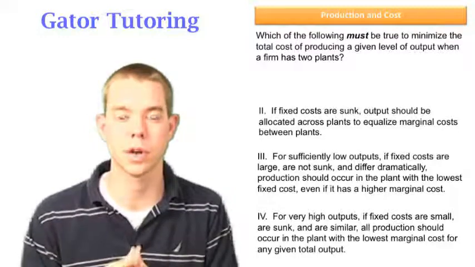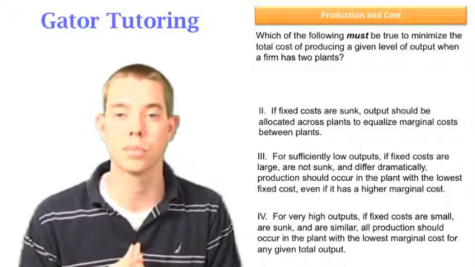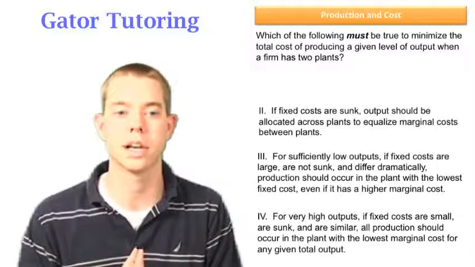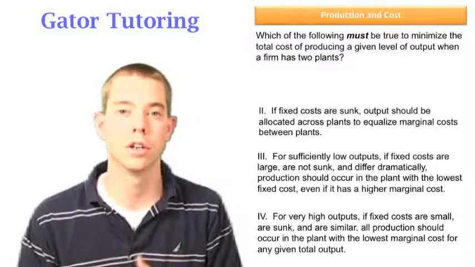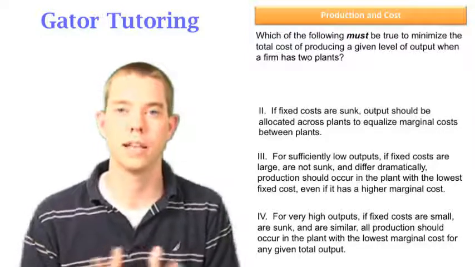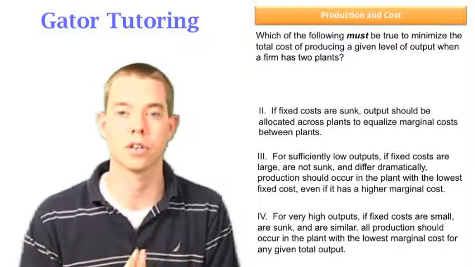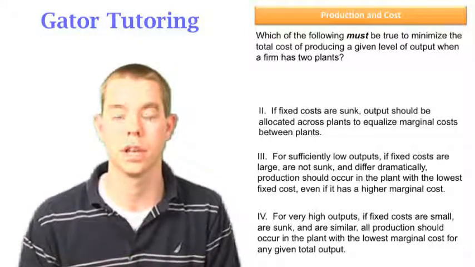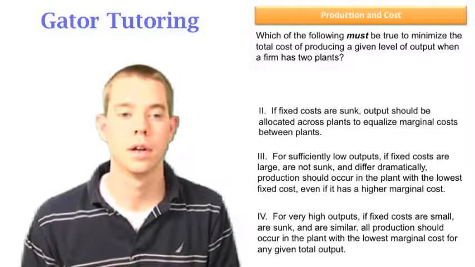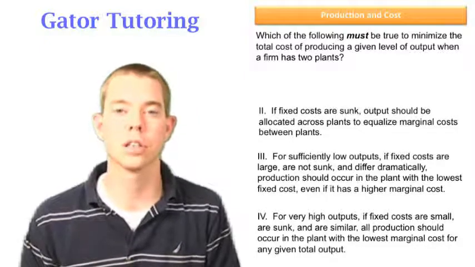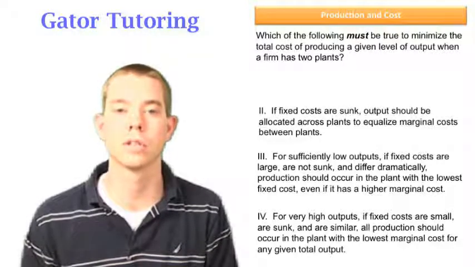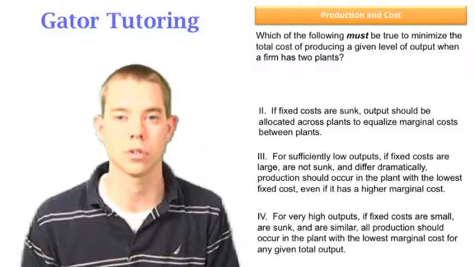This is a textbook correct answer. This is exactly how you want to remember the terminology here. The wording is exactly how you'll see it on a test. It says if fixed costs are sunk, so fixed costs aren't playing into our decision at all, they're in the past, they're sunk, the only decision we should make is we should equalize the marginal cost between plants and produce that way. Number 3 says, for sufficiently low outputs, if fixed costs are large, are not sunk, and differ dramatically, production should occur in the plant with the lowest fixed cost, even if it has a higher marginal cost.